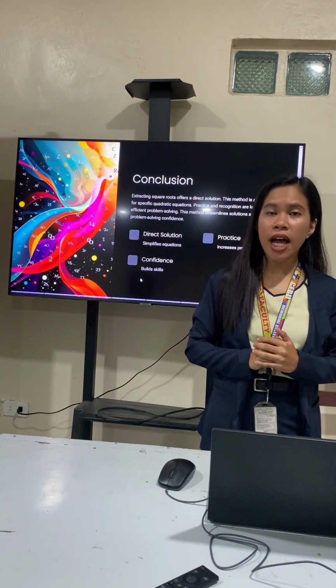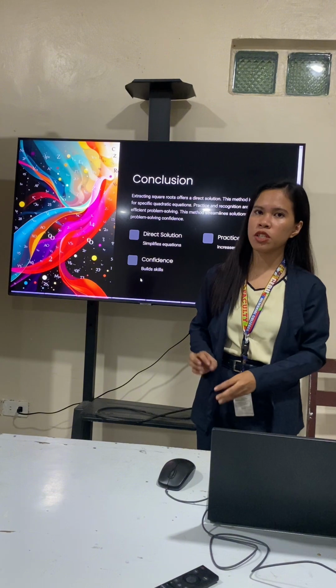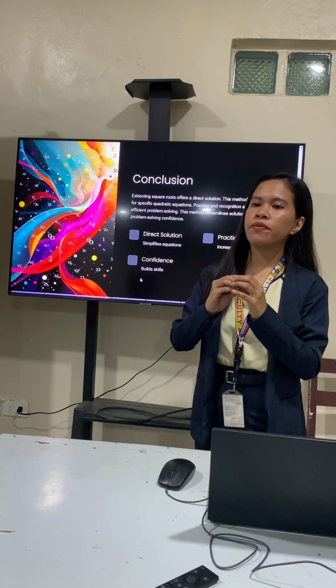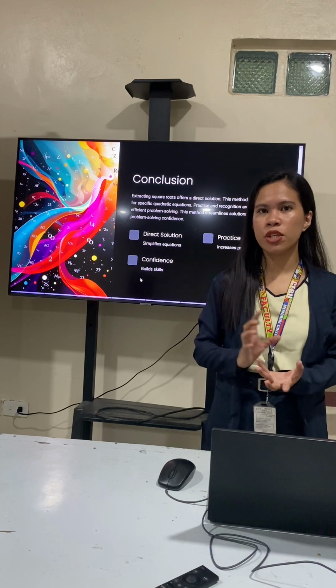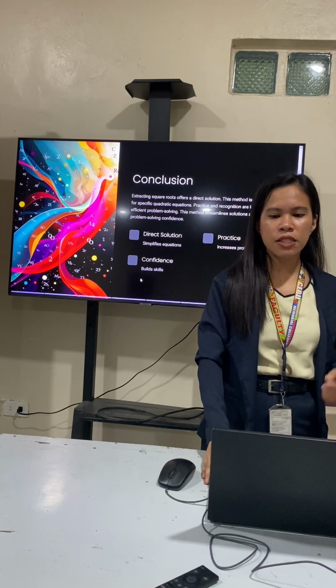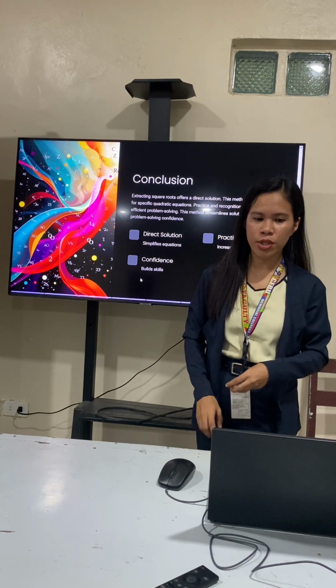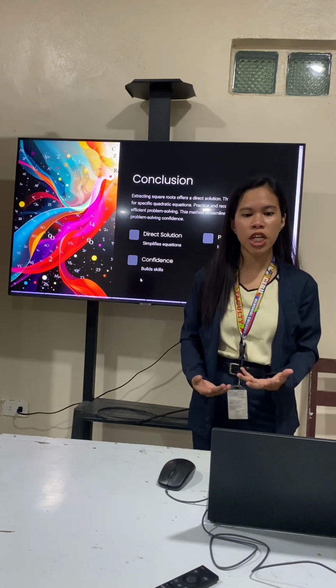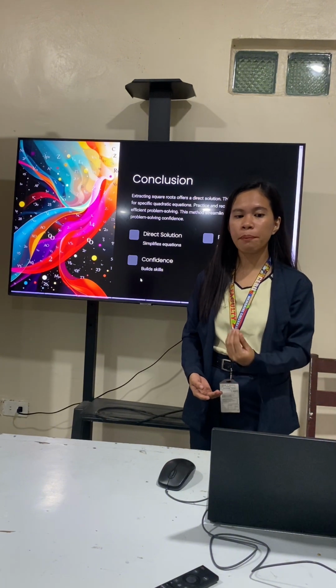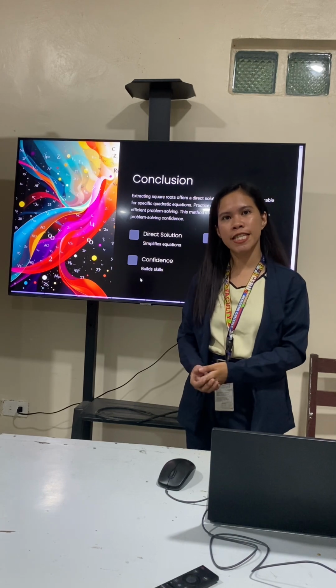Extracting square roots offers a direct solution, especially if the form given is in squared form. We can easily use extracting square roots for that. This method is applicable for specific quadratic equations. Practice and recognition are key to efficient problem solving. This method streamlines solutions and builds problem solving confidence.